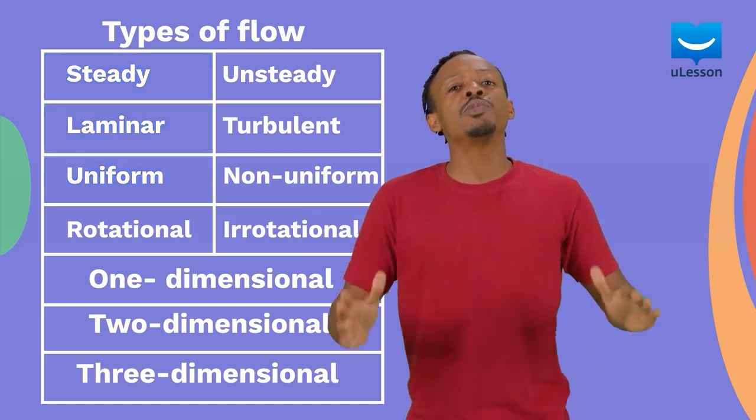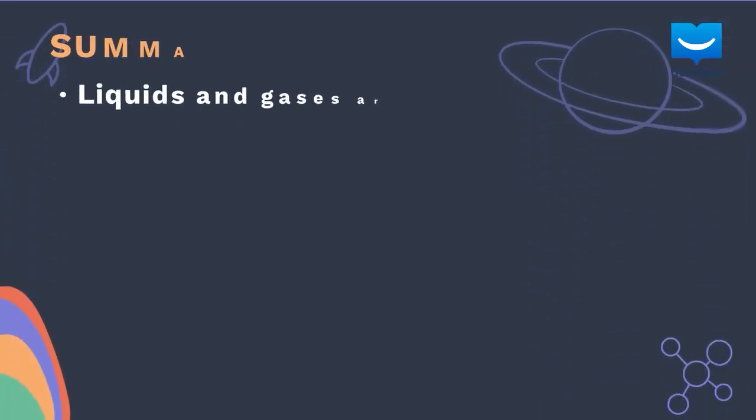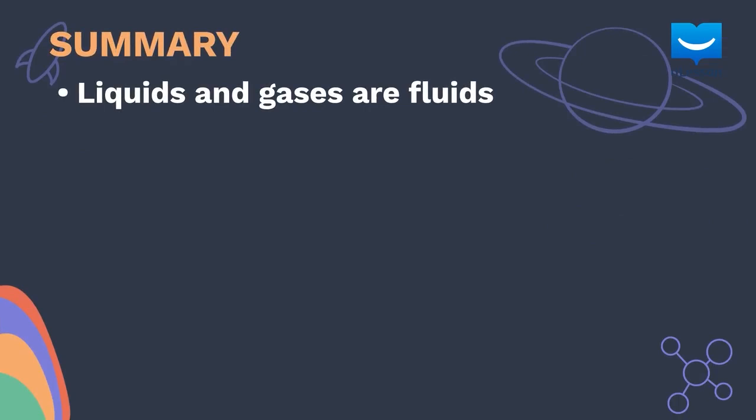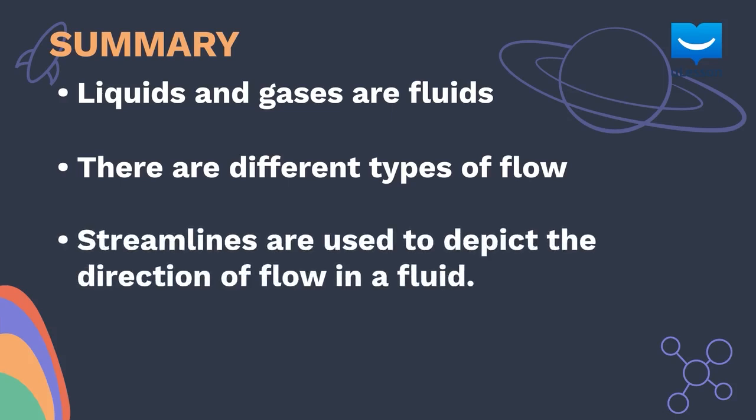Alright then, let's bring it all together and summarize. We have learned that gases and liquids flow, and that is why they are called fluids. We also learned that there are different types of flow, such as steady or unsteady flow and laminar or turbulent flow. And we learned that streamlines are used to depict the direction of flow in a fluid.